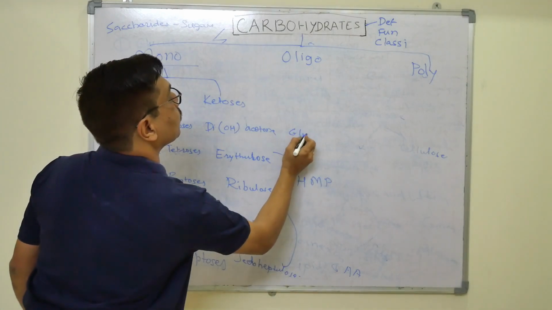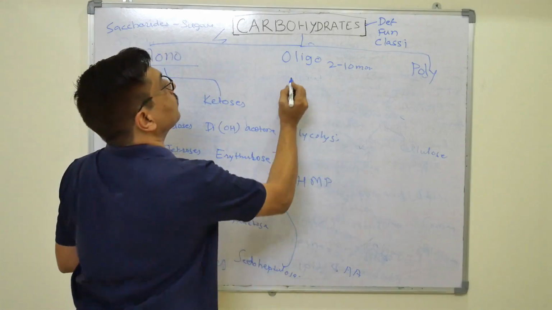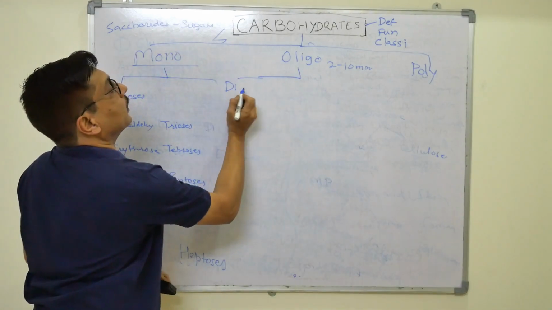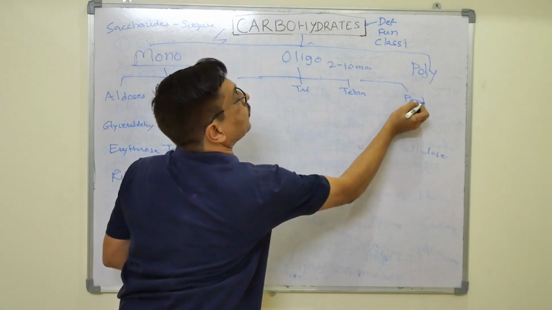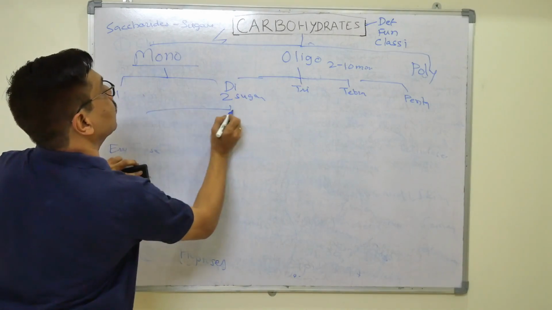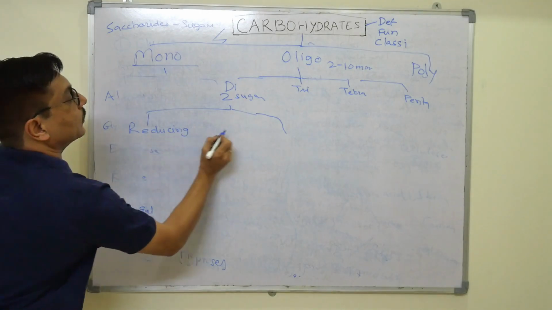Oligosaccharides are carbohydrates with 2 to 10 monosaccharide units joined together by glycosidic bonds. They are further classified as disaccharides, trisaccharides and tetrasaccharides depending on the number of sugar units produced on hydrolysis. Disaccharides, as the name suggests, di means 2. They will give 2 sugar units on hydrolysis. They are further classified as reducing disaccharides and non-reducing disaccharides.